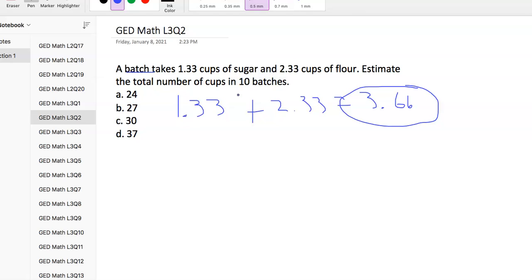Okay, and so then they want to know 10 batches, right? Especially notice the word estimate, so it doesn't need to be exact. If we got 3.66 times 10, that's going to be somewhere around 36 and change, right? And so 37 is by far the closest here, right? So it's not quite 37, but it's a lot closer to 37 than it is to 30 or any of the other numbers, right? And so because of that, we will go with answer choice D, 37, as the approximate number.